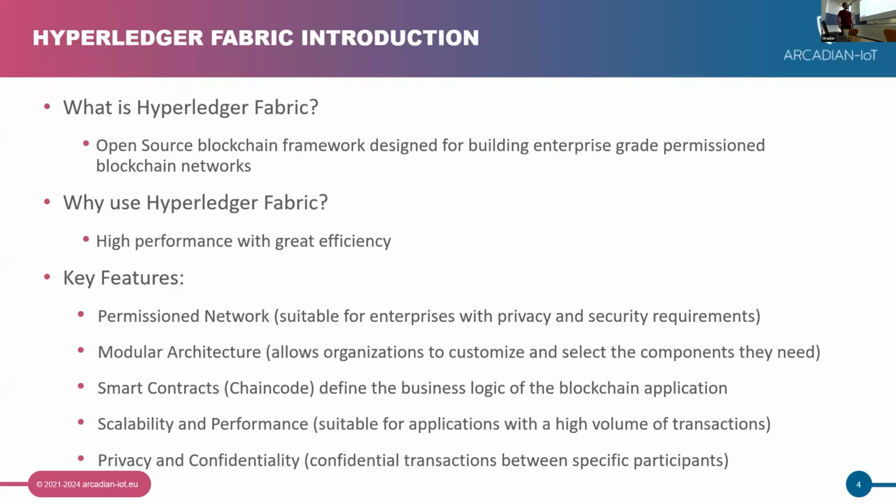So, what is Hyperledger Fabric? It's an open source blockchain framework designed for building enterprise-grade blockchain networks. Why we should use it is the main reason is we get high performance and great efficiency, and also for the following key features. It has a permissioned network, which is suitable for enterprises with high privacy and security requirements.